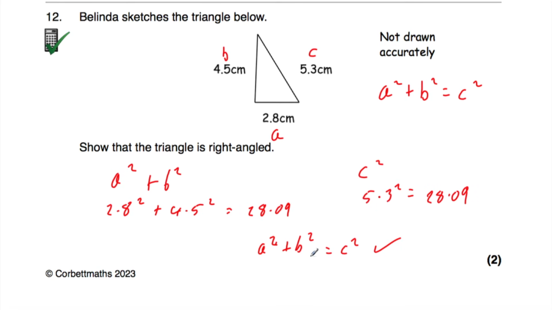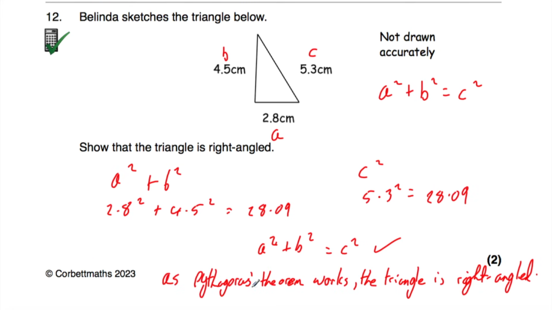So because Pythagoras' theorem works, it is a right angle triangle, or it should be drawn as a right angle triangle with those measurements. So let's write that down. I've written down, as Pythagoras' theorem is satisfied, or as Pythagoras' theorem works, the triangle is right angled. So that's it.